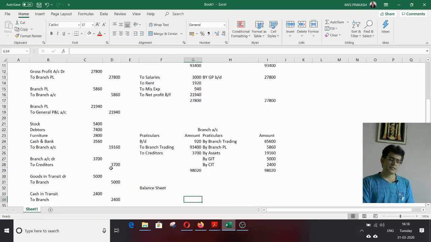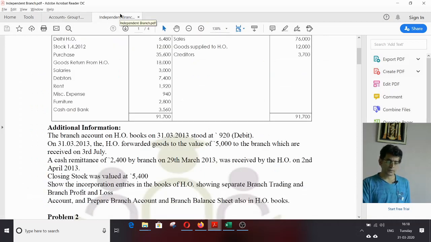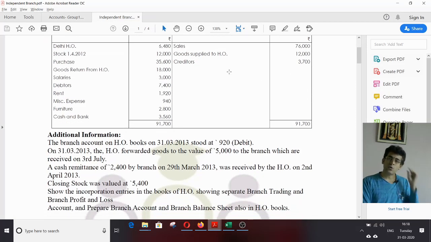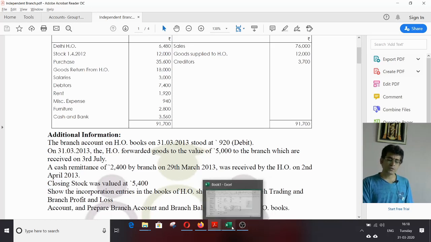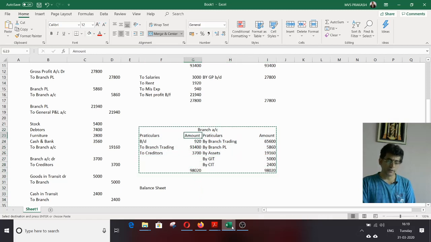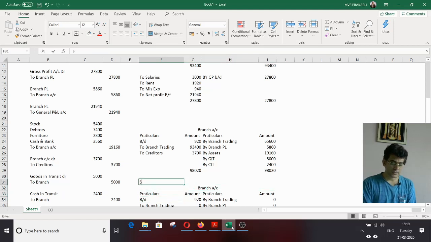Now the balance sheet, it's quite simple. You try to prepare the balance sheet. In the balance sheet I'll be considering all the assets, all the liabilities, and the balance of profit, whatever you are getting, that would be considered as a part of your balance sheet. We'll do that. First let us do this in the other method also, then we'll go and see the balance sheet. So the same branch account we had prepared, now we'll do in the second method as well. This is nothing but your second method.